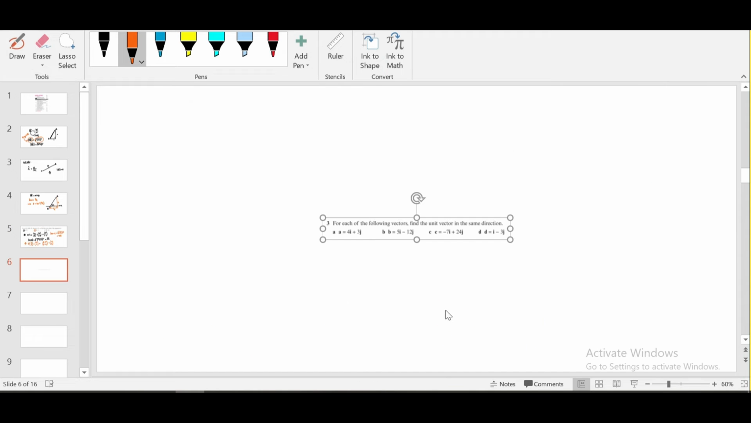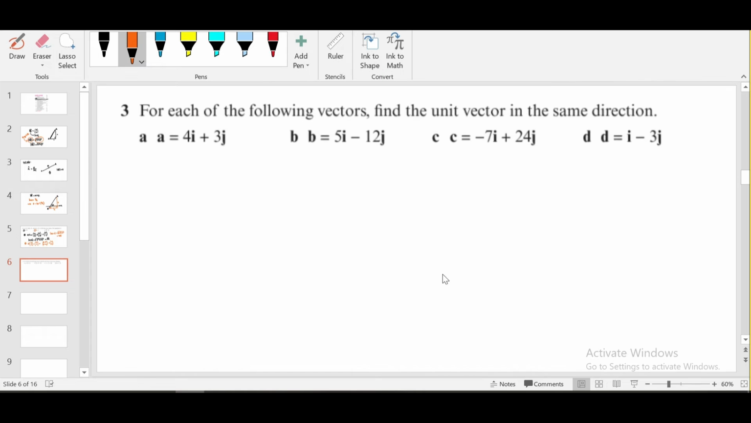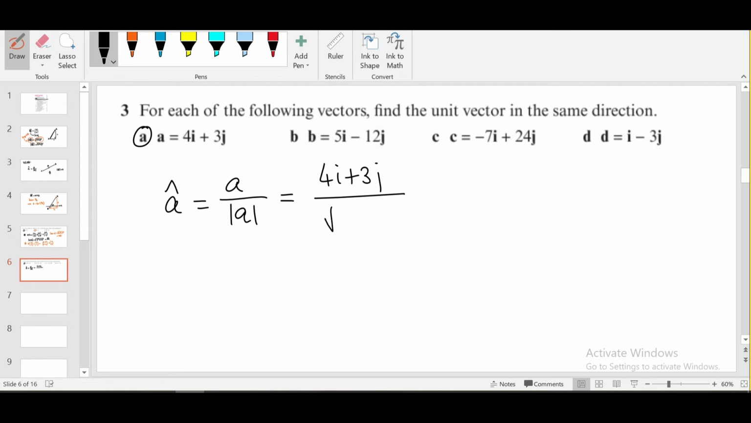Okay, let's look at this question. Question number 3. For each of the vectors below, find the unit vector in the same direction. For example, A, the unit vector, the notation is A hat. A hat is A over modulus A. So take the vector 4i plus 3j divided by modulus A, which is square root of 4 squared plus 3 squared, which is 16 plus 9, 25, which is 5. So you can write it as 4 over 5 i, 3 over 5 j. Do you understand this step?